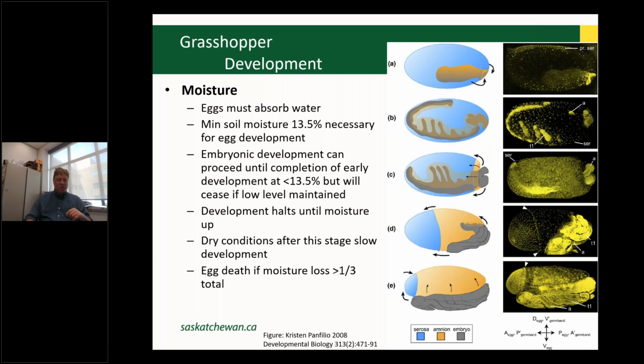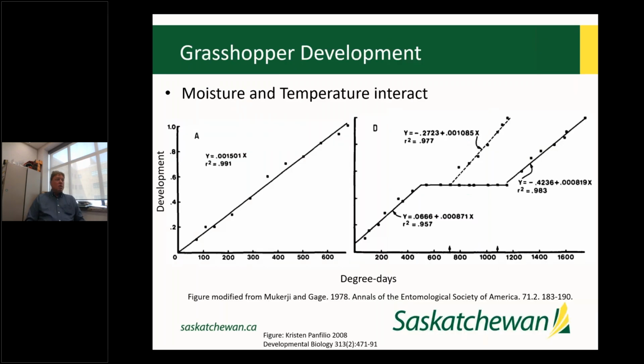And just for completion of thought, just a cartoon and some photographs of grasshoppers developing inside their eggs. So moisture and temperature interact, of course, and both of these are extremely important.